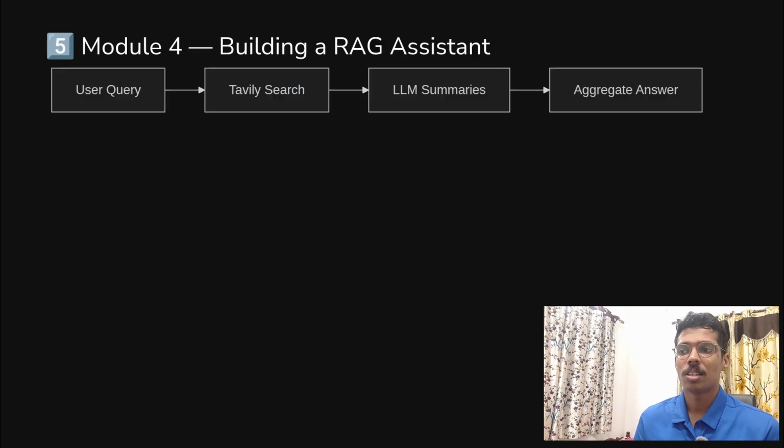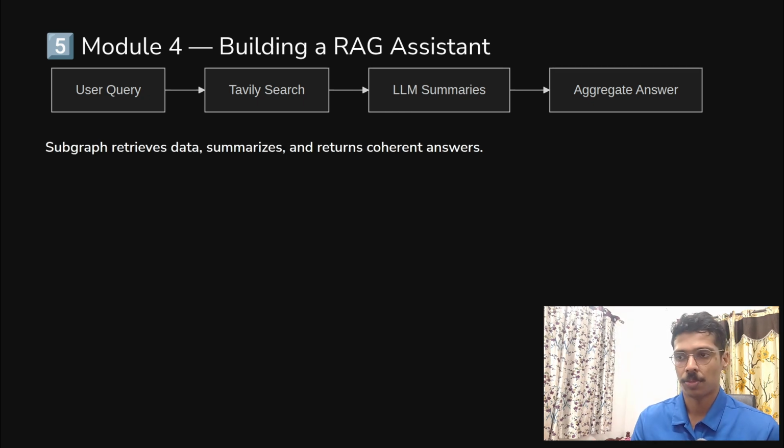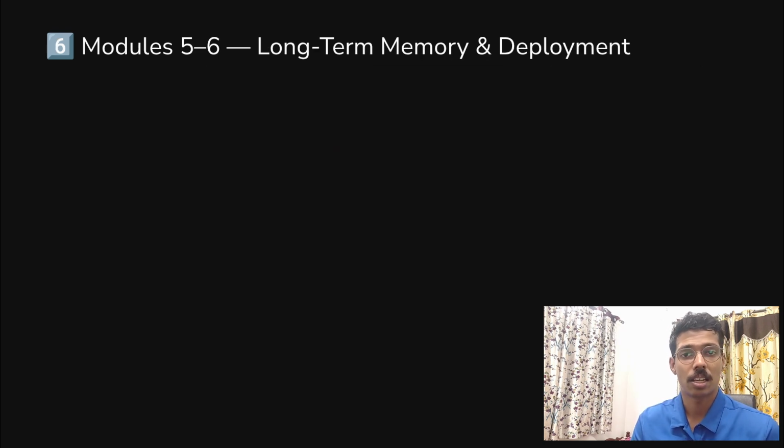Then we can try module 4. We can try and build a RAG assistant. So basically, it is nothing much. The user is asking some query. We will search for that particular query using Tavily. We will get some results, and the LLM will get the summary, and we will aggregate the answer. So the subgraph retrieves the data, summarizes, and returns us the coherent answers. In module 5 and 6, we check out long-term memory and deployment.